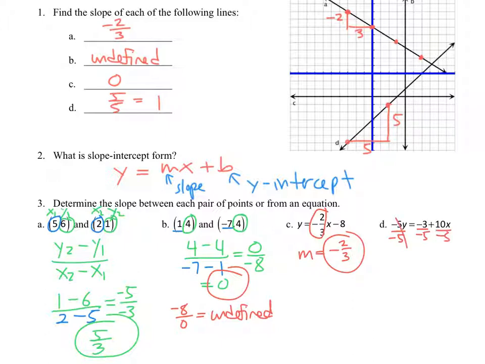The negative 5's on the left will cancel. We get y by itself. And then I reduce. Negative 3 over negative 5, the negatives cancel, and we get 3/5. And then 10 divided by negative 5 makes negative 2, so we get minus 2x. And if you want your equation to look like y equals mx plus b, you could write your x term first and switch them around and make it negative 2x plus 3/5. So negative 2 would be the slope, and 3/5 is the y-intercept.